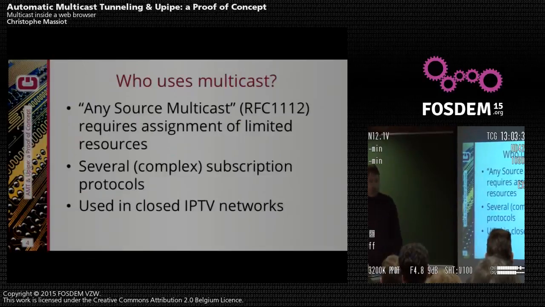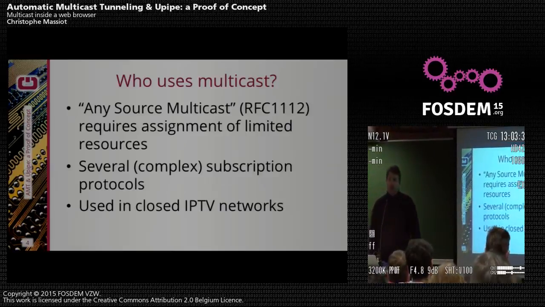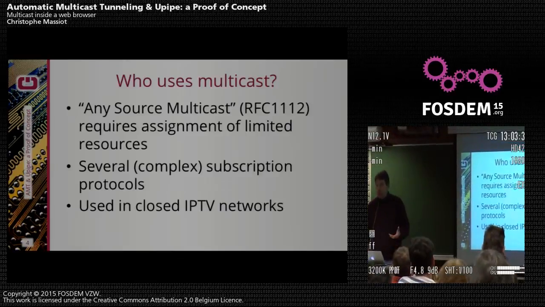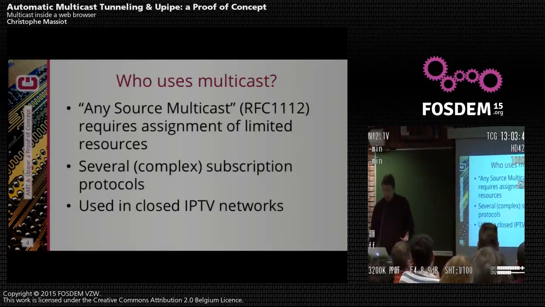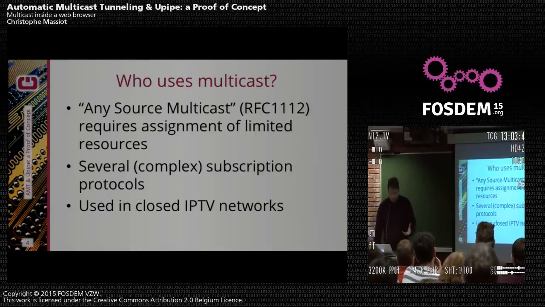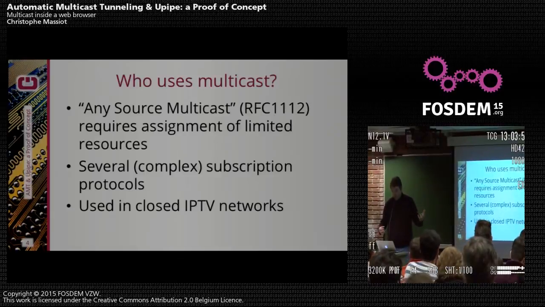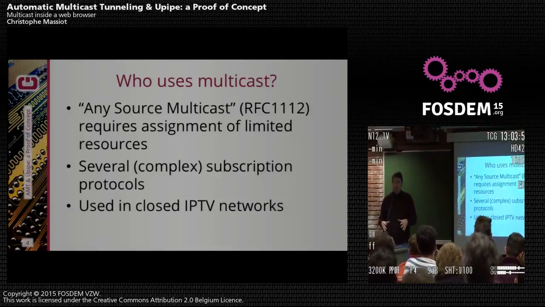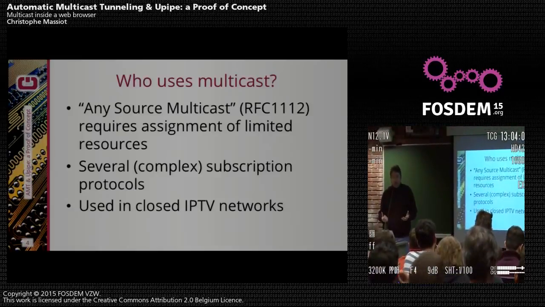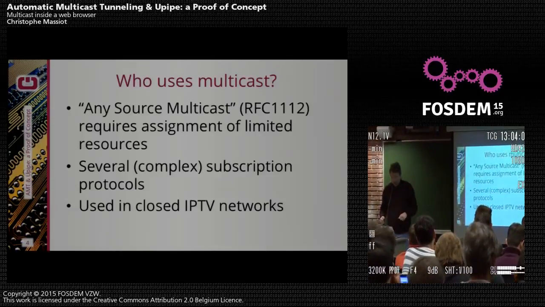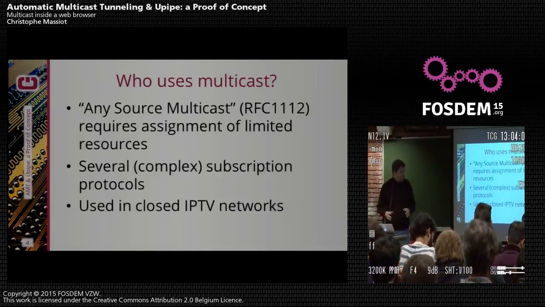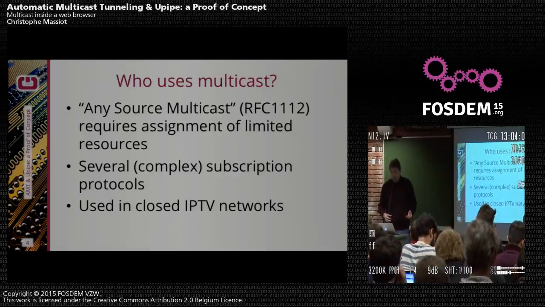So the first specification about multicast was called any source multicast. It's an RFC. So basically, a multicast stream is defined by an address. To subscribe to a multicast stream, you just give the address, and there are several subscription protocols that are very complex that allow the multicast stream to be sent from the server to the client. This also requires a central authority to assign multicast addresses, because there are a limited number of them, and this is currently mostly used, or probably only used, in closed IPTV networks.